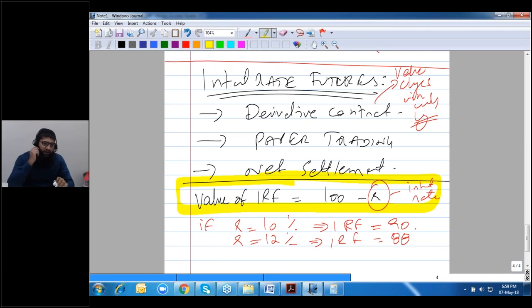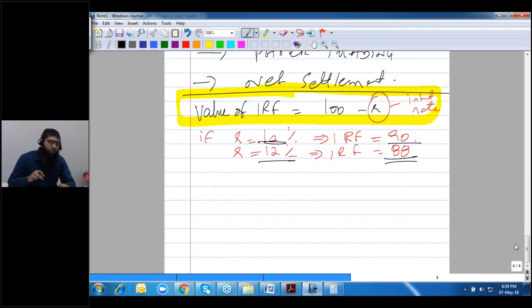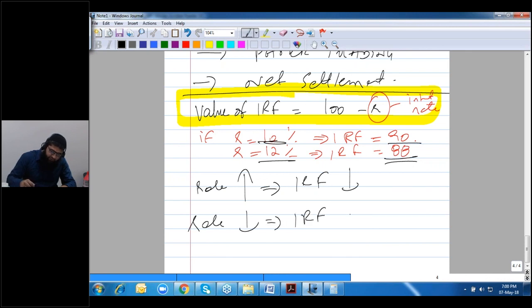So 100 minus R means that in case the market interest rate is 10%, the interest rate future would have a value of 90. If the market interest rate is 12%, the interest rate future would have a value of 88. So basically, the value of the interest rate future is inversely proportional to the market interest rate. If the market interest rate increases, the value of the interest rate future decreases. Similarly, if the interest rate decreases, the value of the interest rate future increases. So it's inversely related.